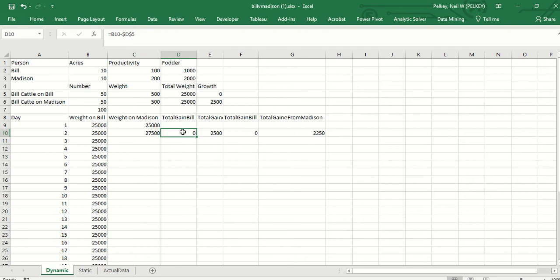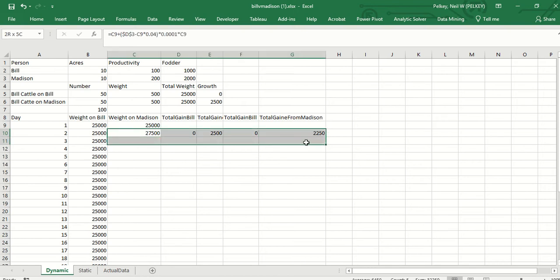So the total gain on Bill's land is the 25,000 minus what has been the initial weight. And the total gain on Madison's land is what we've gained minus the total weight we started with on her land. And I just put the total gain of Bill over here times 0.9, which is the price per pound in wholesale markets. And the same thing here. So they both get 90 cents. So we put this in terms of dollars just to do it.